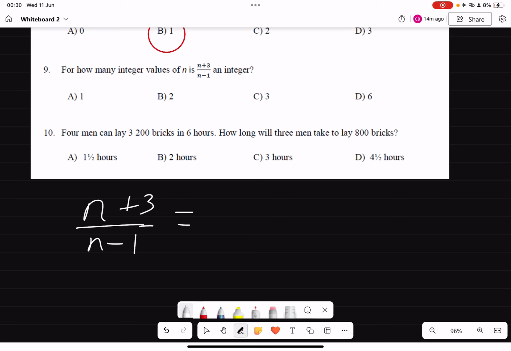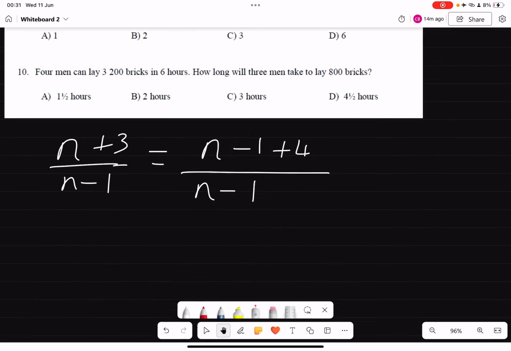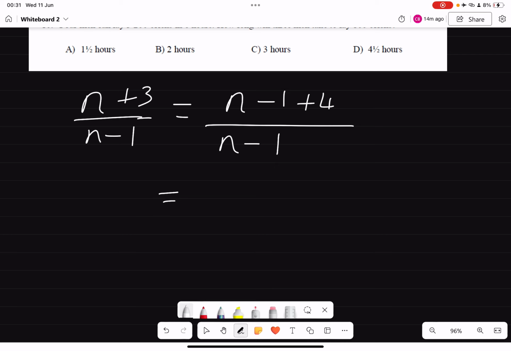So we are going to do this. I'm going to write the numerator as n. I need minus 1 because at the bottom I have n minus 1, but I still need to maintain the top to be n plus 3. So here I must add a 4, so that this is still n plus 3 over n minus 1. So I haven't changed anything because this is plus 3. And this will simplify to n minus 1 plus 4, all over n minus 1.